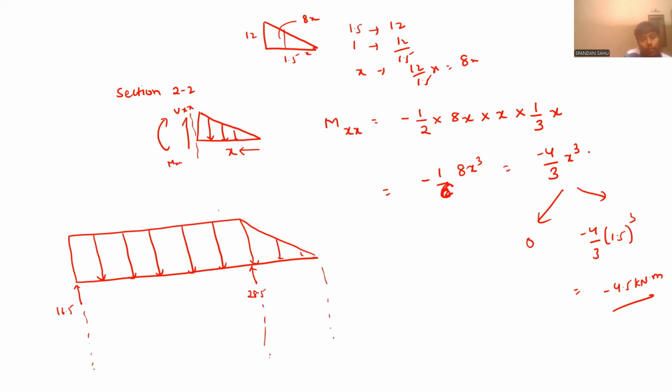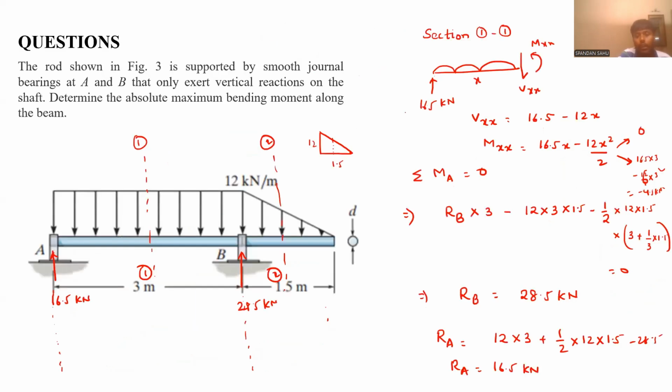You can try out with all those sign conventions we have discussed previously, but I am drawing it directly. So this is 0. It will increase, it will go to minus 4.5, and here it will be cubic, and it will reach 0. So this is minus 4.5 kilonewton meter.